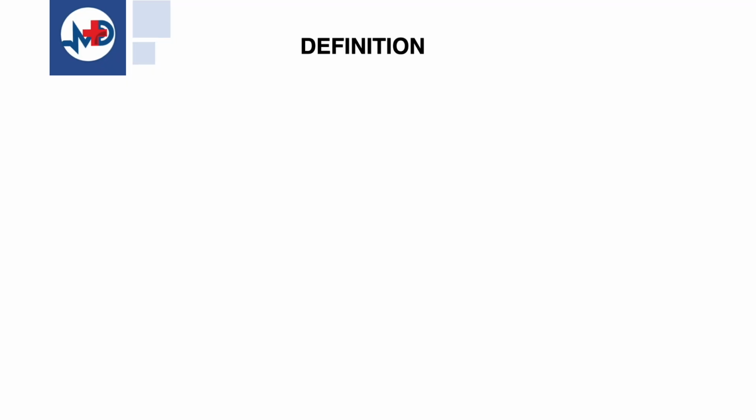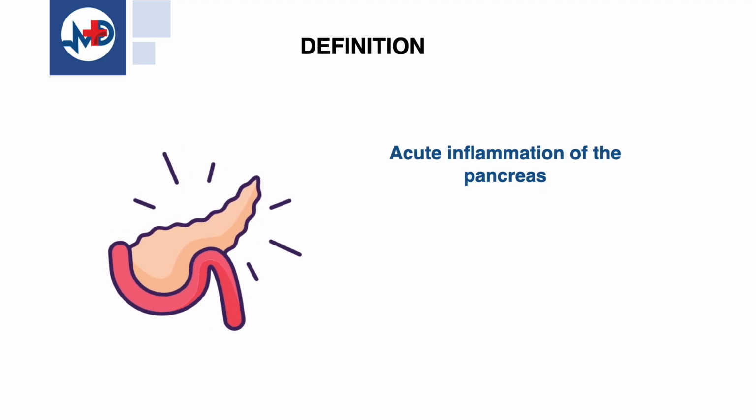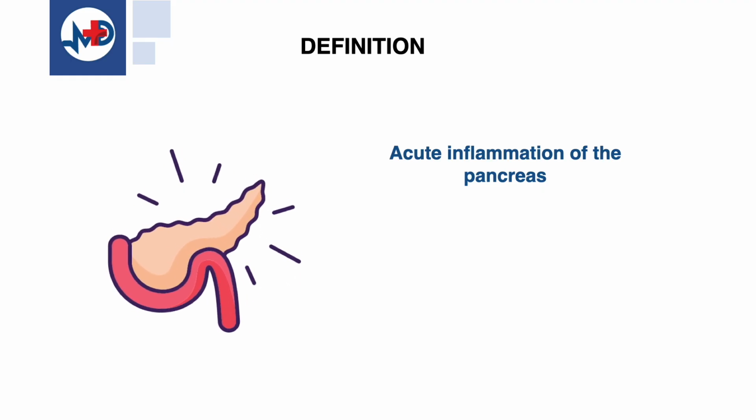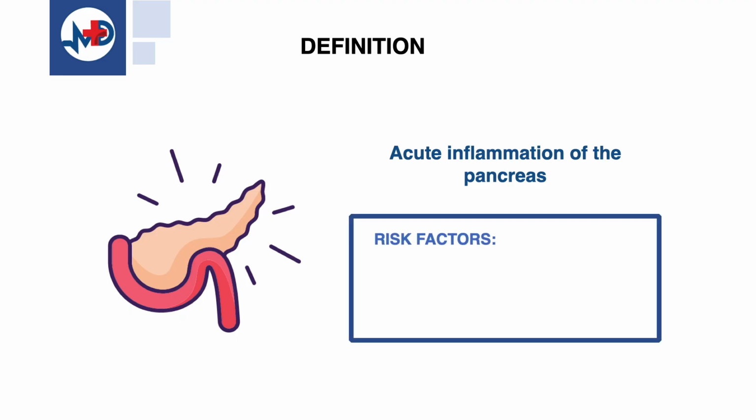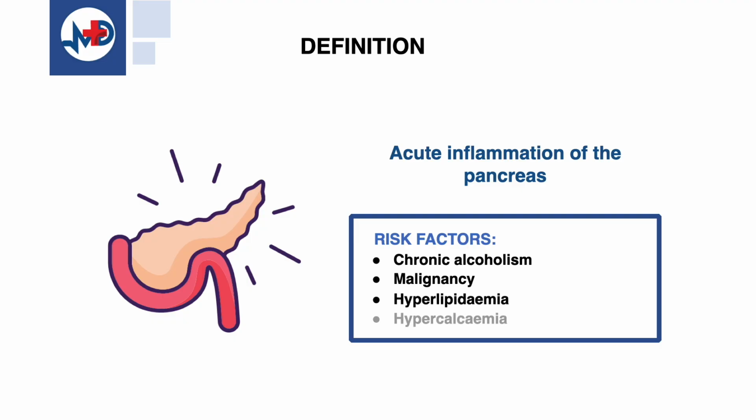Now let's take a look at the next condition under acute abdomen, which is acute pancreatitis. This is the inflammation of the pancreas. This is a disorder of the exocrine pancreas, particularly associated with acinar cell injury with local and systemic inflammatory response. The risk factors include chronic alcoholism, malignancy, hyperlipidemia, or hypercalcemia, to name a few.